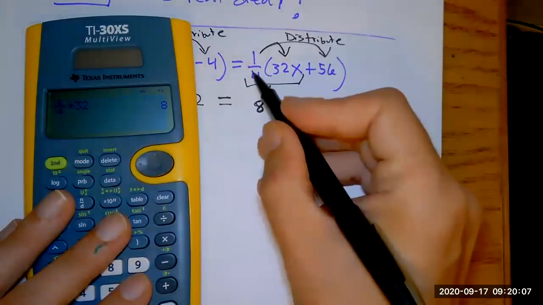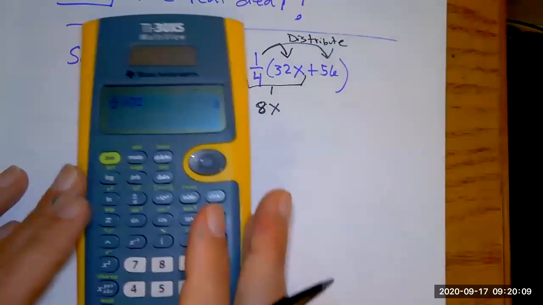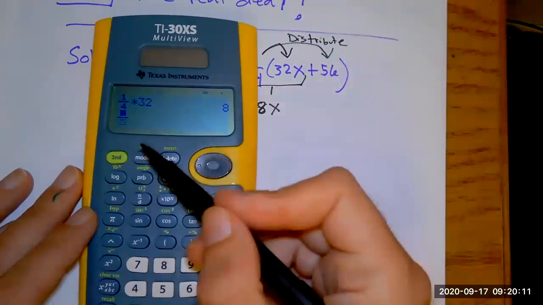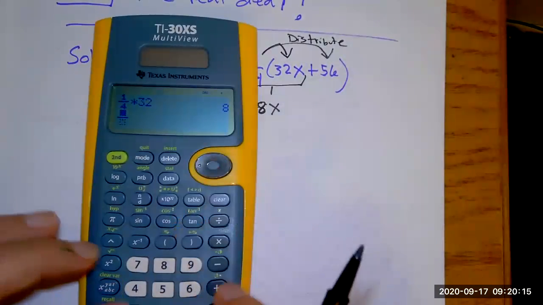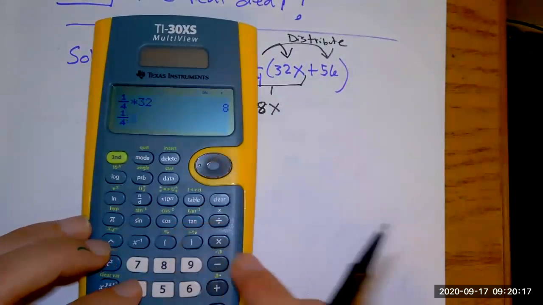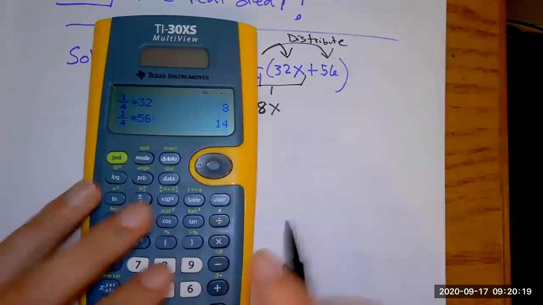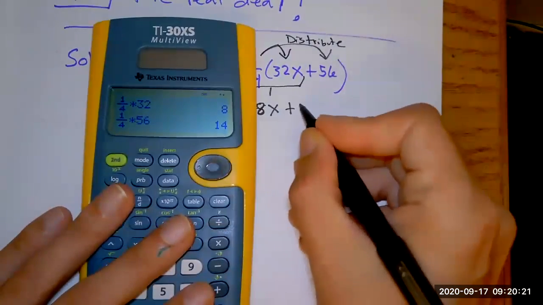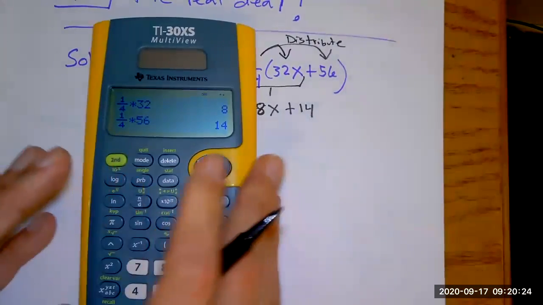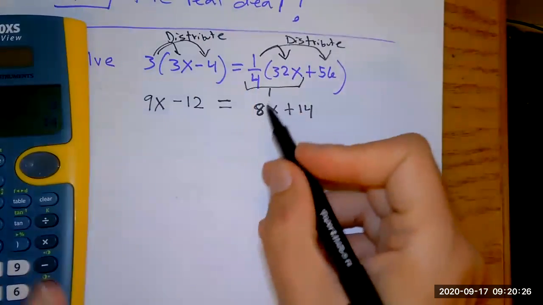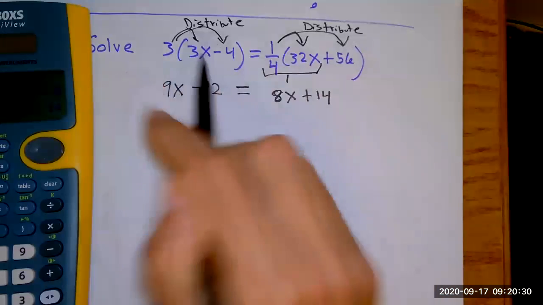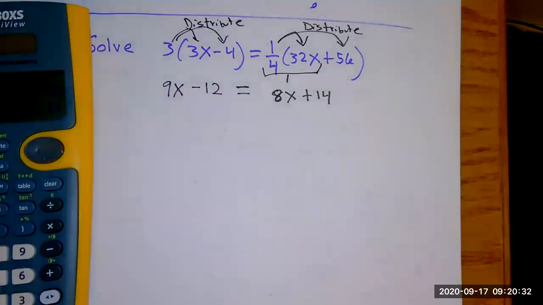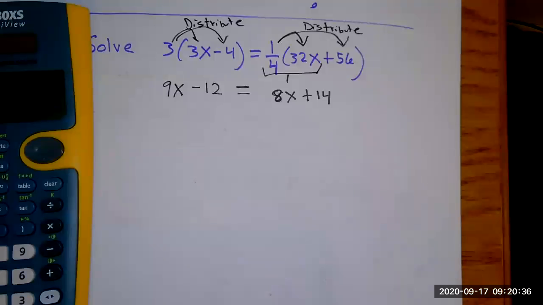And then I have to do 1/4 times 56. So I'm gonna hit that fraction button again. And again, this is on the Desmos Scientific Calculator as well. I can go 1/4 and then times 56 and I get 14. So again, with a calculator, you don't have to worry about fractions. It will do all the hard stuff for you, okay? So we did our distribution. And now we don't have parentheses. Okay, so then we have to take a deep breath and say, okay, what's next?